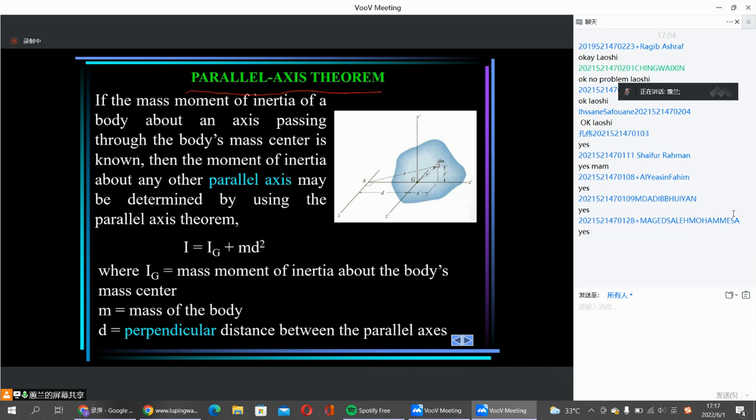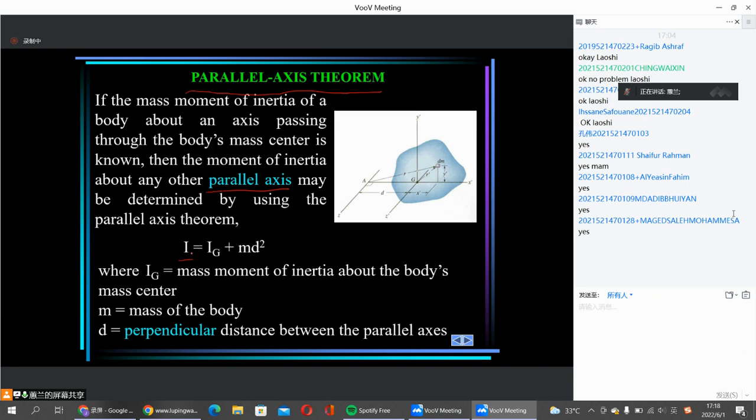What is the parallel axis theorem? If the mass moment of inertia of a rigid body about an axis passing through the body's mass center is given, then we can calculate the moment of inertia about any other parallel axis. It is very important, okay? The axis should be parallel to the axis passing through the mass center. It may be determined by using the parallel axis theorem.